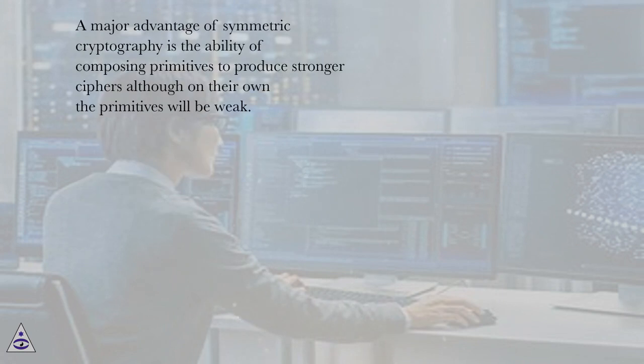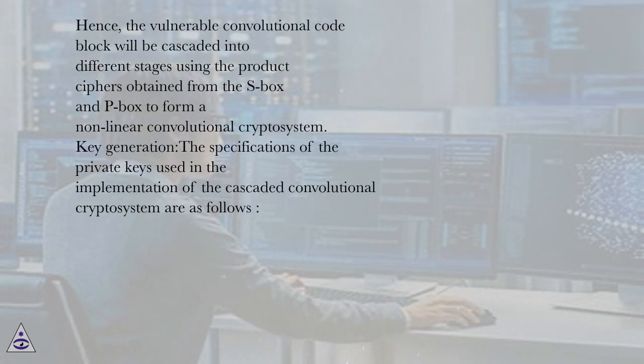A major advantage of symmetric cryptography is the ability of composing primitives to produce stronger ciphers, although on their own the primitives will be weak. Hence, the vulnerable convolutional code block will be cascaded into different stages using the product ciphers obtained from the S-box and P-box to form a nonlinear convolutional cryptosystem.